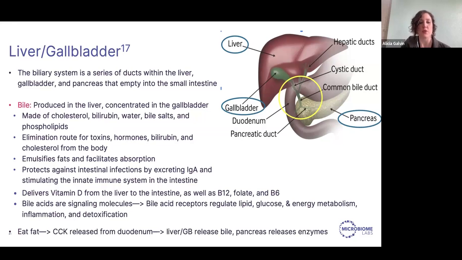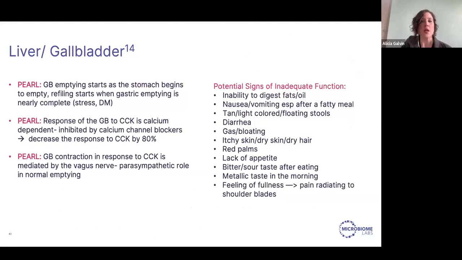So again, this is just a review of: we eat fat, CCK is released, the liver and gallbladder release bile, and the pancreas releases enzymes. That's just the breakdown of the digestive piece. So a few pearls here for you. Our gallbladder emptying starts when the stomach begins to empty. So the stomach and the gallbladder sort of have this coordinated emptying that happens.